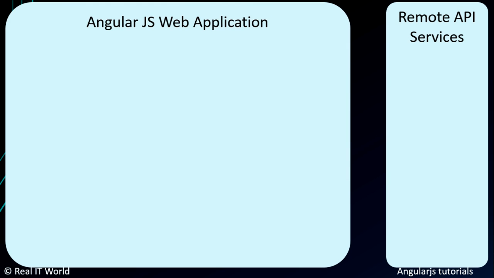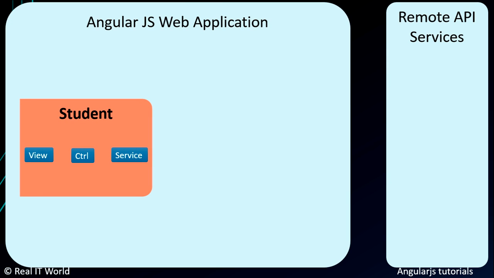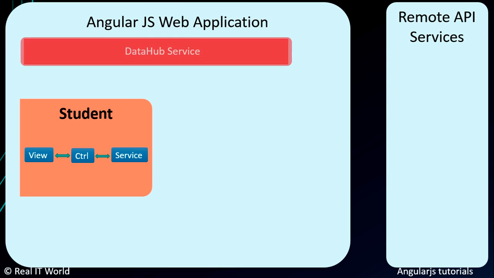This is all about data flow. This students module has a view, controller, and service. The view communicates with the controller, the controller communicates with the service, and this data hub service is holding all the student search filters. This is a JavaScript-side storage service we built in AngularJS.